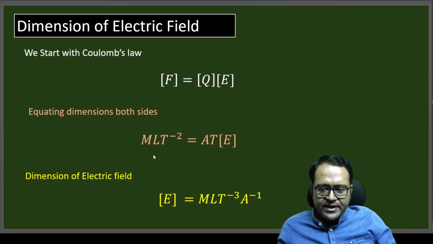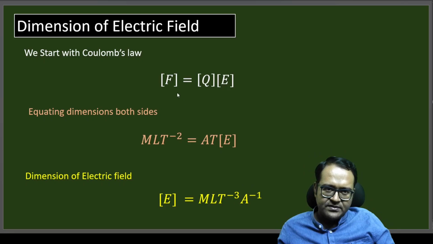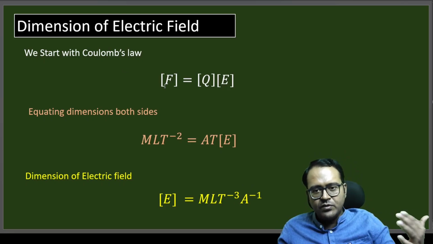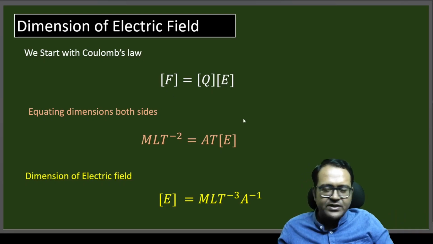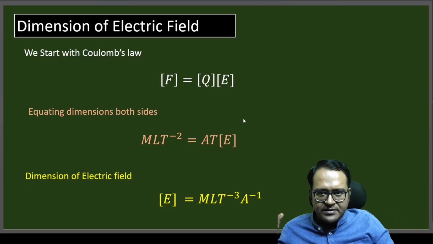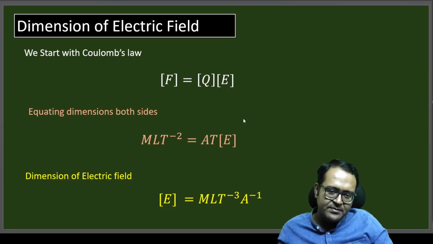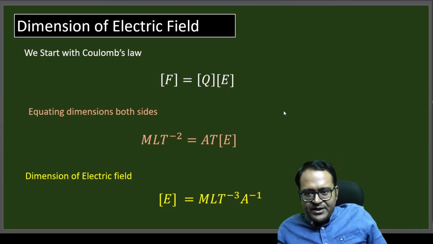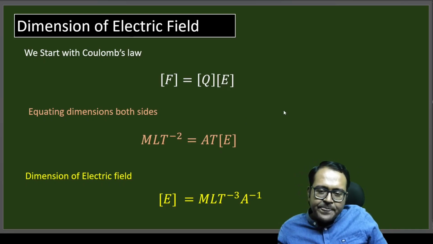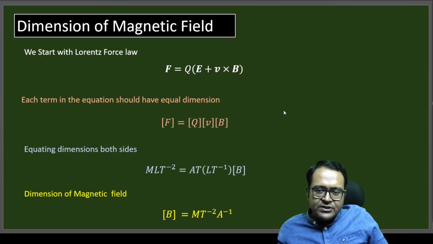In this way, you can find the dimension of anything. You should know that, right? If you don't know what Coulomb's law and electric field are, then you won't understand. But I assume that you are either an undergraduate student doing BSc or MSc, or an advanced JEE student, and you already know the basics. I'm not assuming you just started class 11, as then this lecture might be hard for you. Okay, let's calculate the dimension of magnetic field. Here we start with the Lorentz force law.